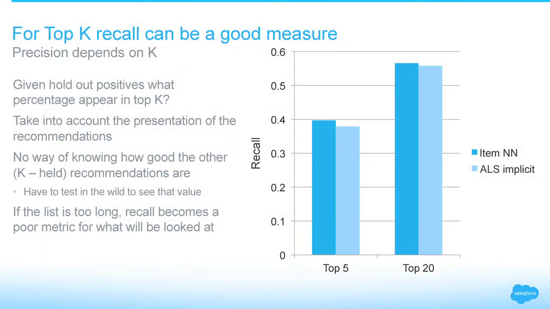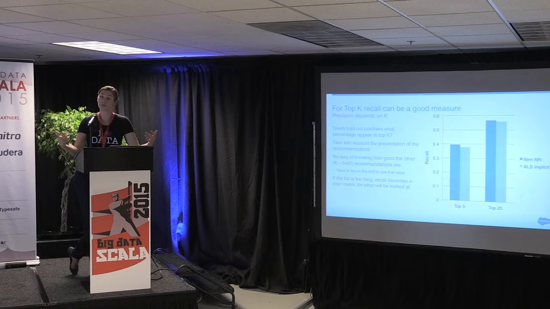If instead of generating zeros, you want to look at the TopK results, basically you can say, given my holdout, what percentage of those actually appear in my list that I'm generating? And if you're presenting a short list, this is probably a good way to go.